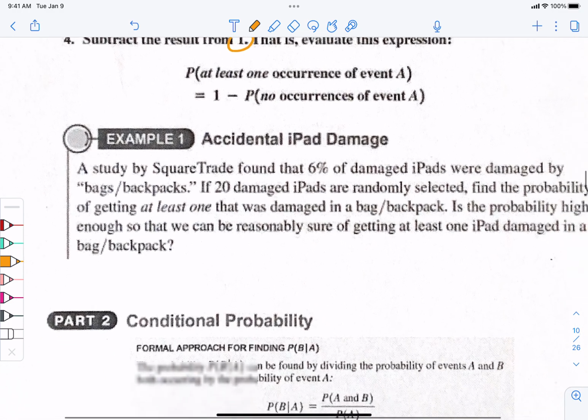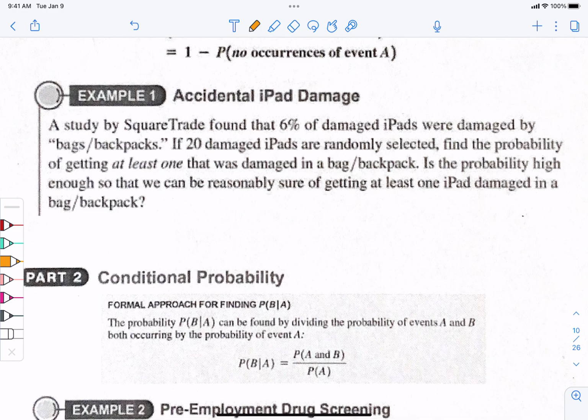Okay, here we go. Example 1, they're giving us information other than the boy-girl stuff. A study by Square Trade found that 6% of damaged iPads were damaged by bags or backpacks. Like they put it in their bag. Now, how else could it be damaged? Dropping it, throwing it, spilling a drink on it, stepping on it. 6% are damaged by bags and backpacks, like it being dropped in your backpack. Otherwise, 94% of the time it's damaged other ways, okay? All right, here we go.